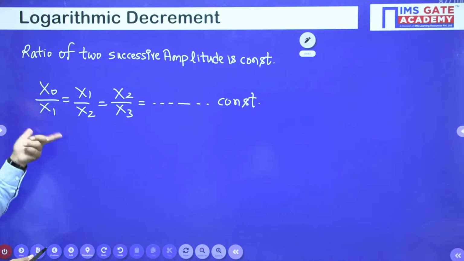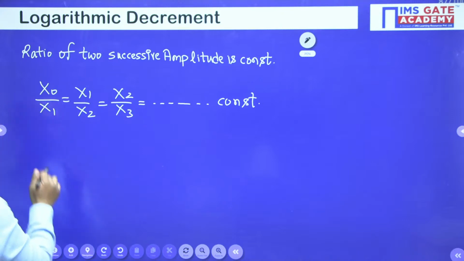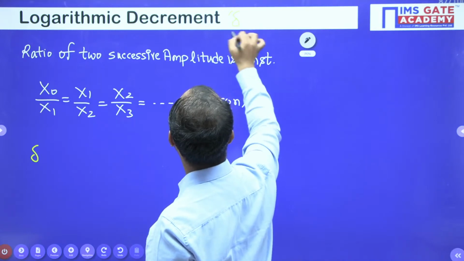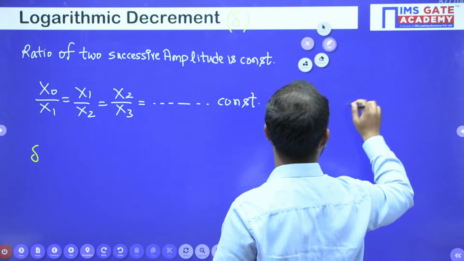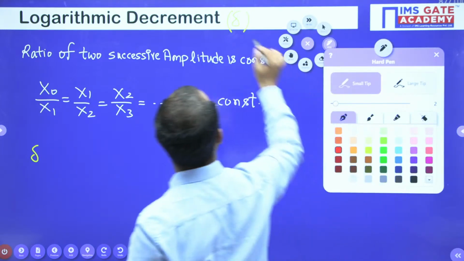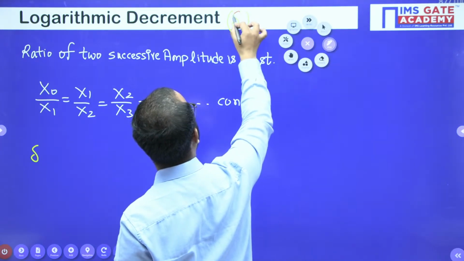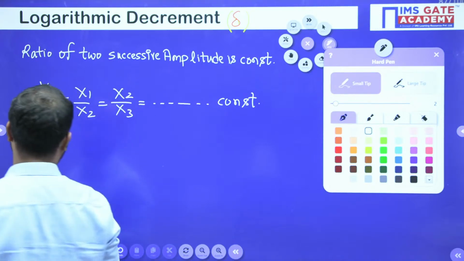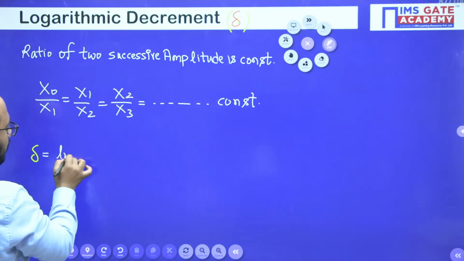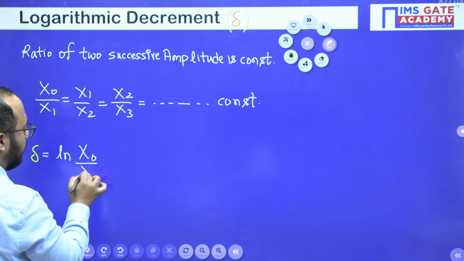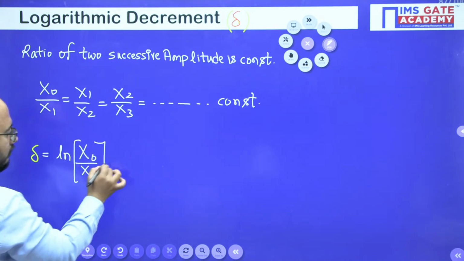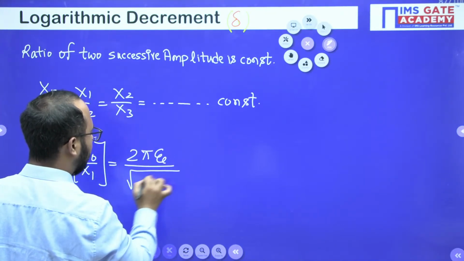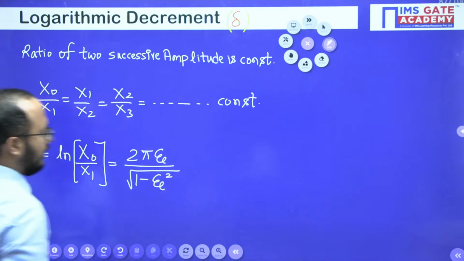Now if I take the natural log of this one, we will get the logarithmic decrement actually. So what is logarithmic decrement? I can represent it with delta. I will use a different notation here so that it will be properly visible to you. That is the notation of logarithmic decrement. So it is equal to the natural log of the ratio of two consecutive amplitudes, right? And if you solve, you will get the formula like this, that you should remember for the GATE. Directly you should remember the formula. Okay, this is the formula.